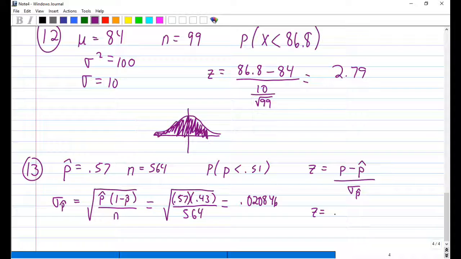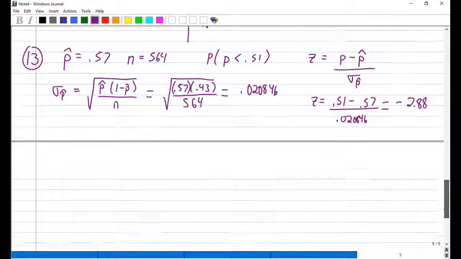So I'm going to say z is equal to 0.51 minus 0.57 over 0.020846. Now when you plug that in, remember, if you get out 10 or you get out -20 or something like that when you find a z-score, you know you messed up. All of your z-scores are usually going to be between -3.5 and 3.5. They're not going to be much smaller or bigger than that. So when you plug that in and you round to 2 places, you get -2.88.